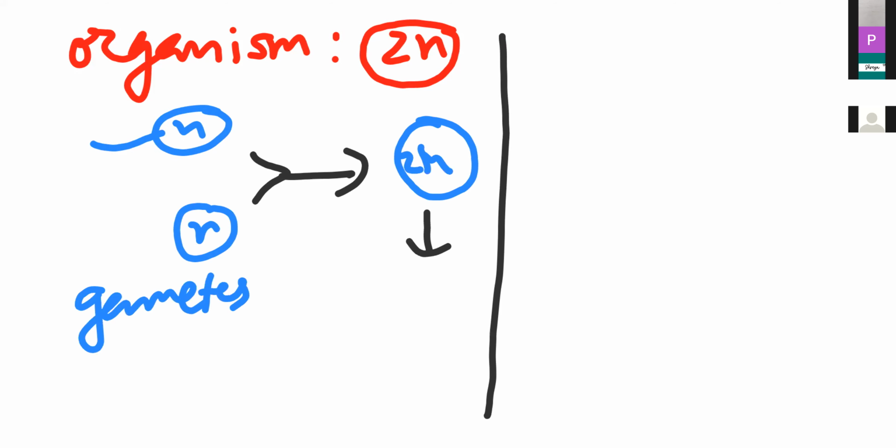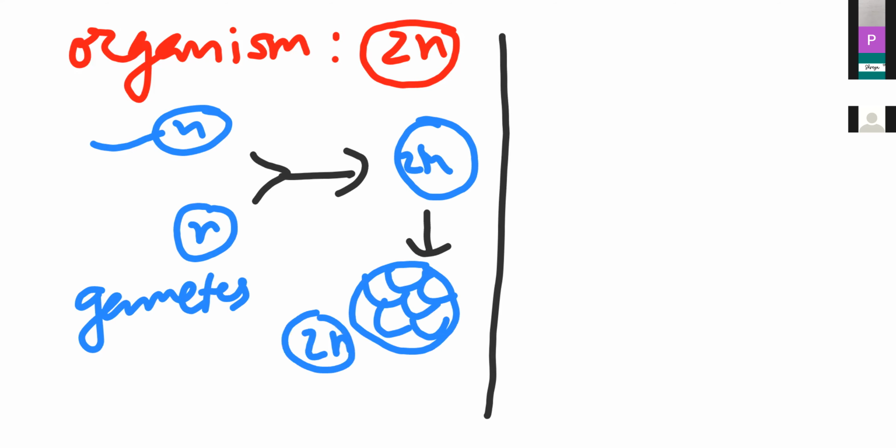Because it's the same diploid zygote that will make a diploid body of the organism. So species chromosome number will be maintained. Our grandparents' chromosome number is 2n, our parents' chromosome number is 2n, and our chromosome number is 2n.